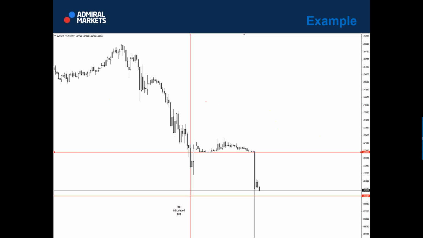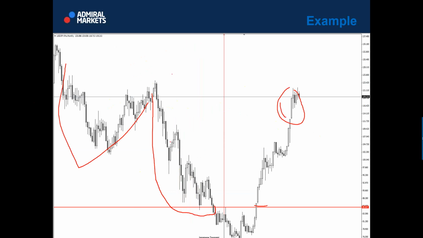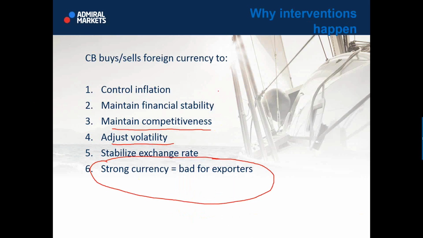So guys, I hope this answered a lot of your questions. We tried to be as concise as we could and to give you the most important points on how central banks are influencing the Forex market. If you have any questions, I'm ready to answer. If you don't have any further questions, we can assume that the webinar is over.